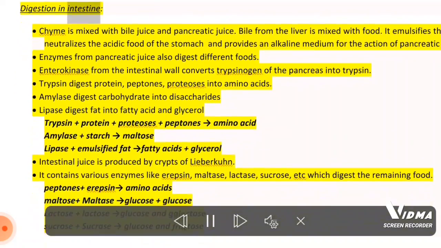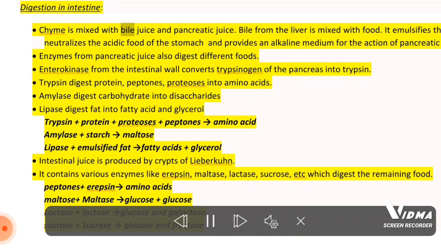Digestion in intestine. Chyme is mixed with bile juice and pancreatic juice. Bile from the liver is mixed with food. It emulsifies the fat, neutralizes the acidic food of the stomach and provides an alkaline medium for the action of pancreatic juice. Enzymes from pancreatic juice also digest different foods. Enterokinase from the intestinal wall converts trypsinogen of the pancreas into trypsin.